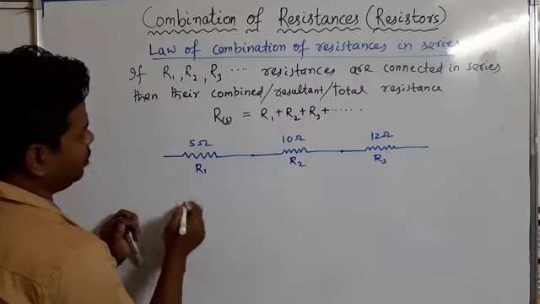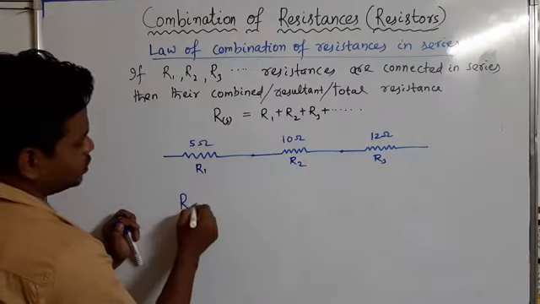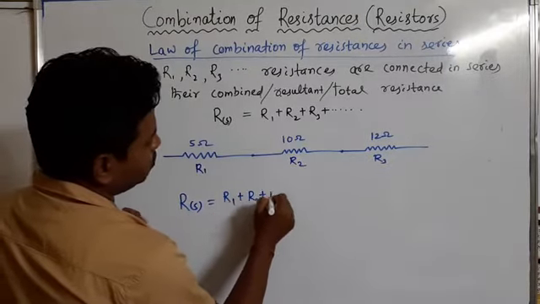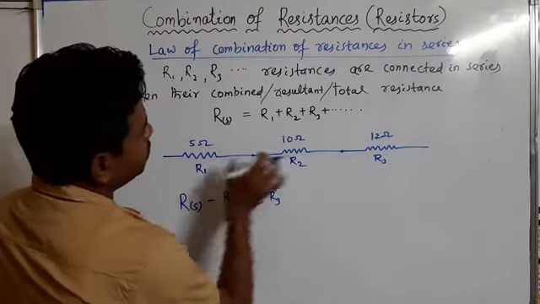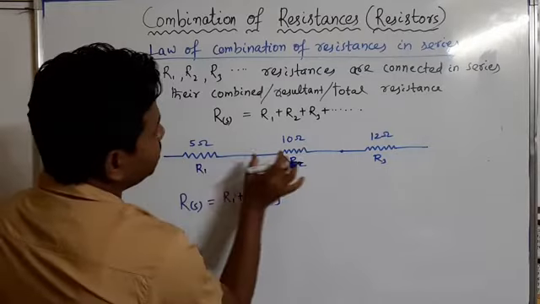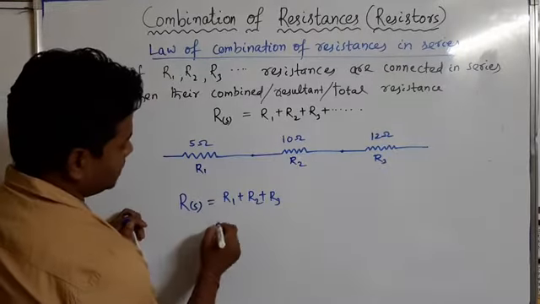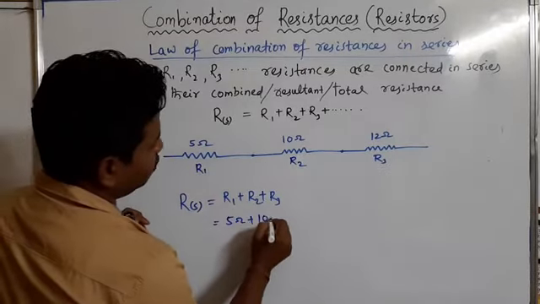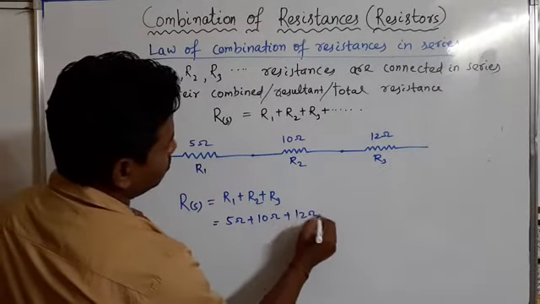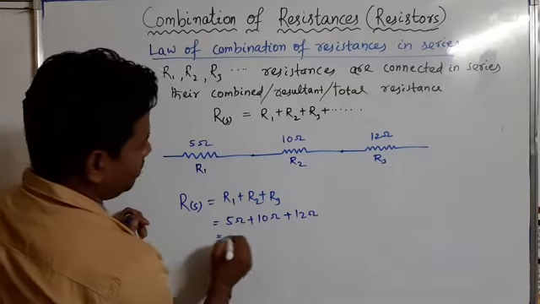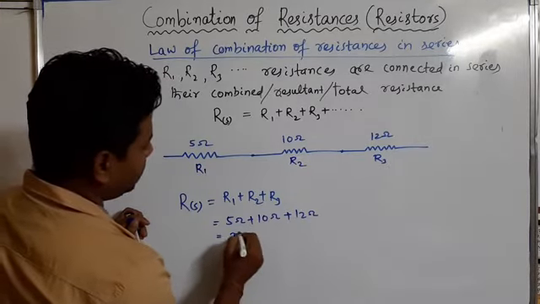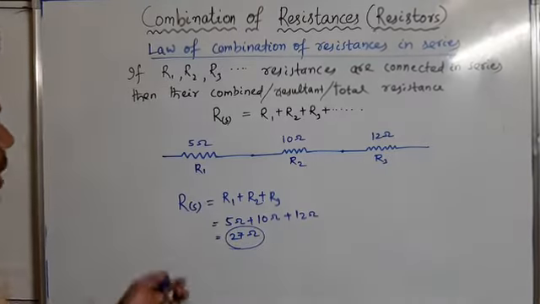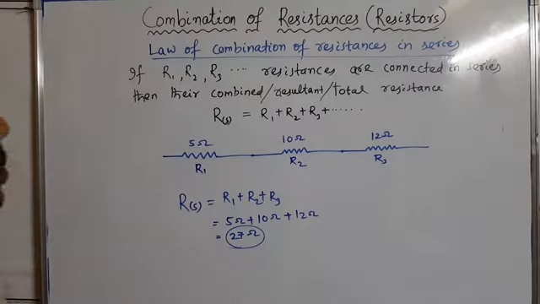If you want to find out their combined resistance, I can write Rs equal to R1 plus R2 plus R3. So you have to add the individual resistance of all the resistances. R1 is 5 ohm plus 10 ohm plus 12 ohm. So it will be 27 ohm. So the total resistance is 27 ohm.